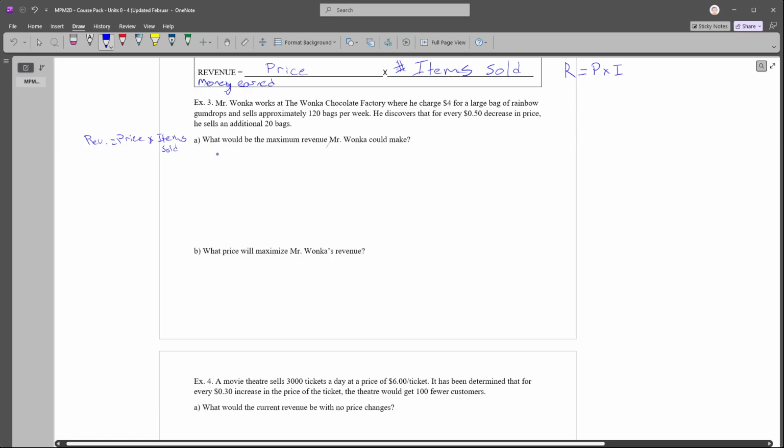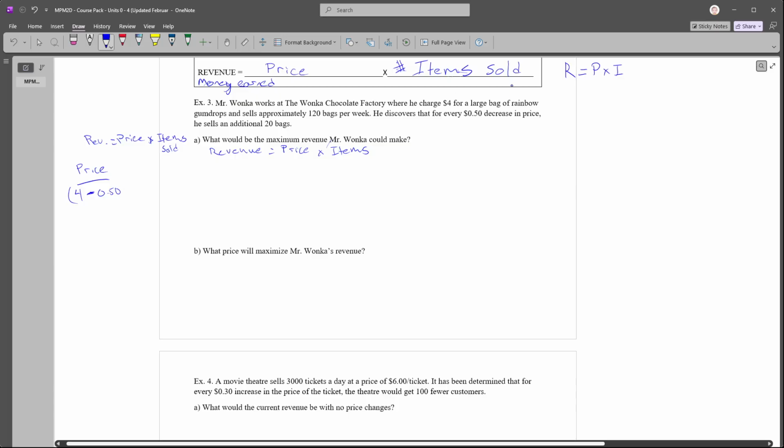So let's think about this. What does that mean in our context? Let's write this nice and full. Revenue is equal to price times items. Now let's think about this on the side. What is the price? Well, the price is $4, right? It starts out at $4. However, it decreases, so we're going to subtract. How much are we subtracting? We're subtracting 50 cents. So the price is $4 minus 50 cents.